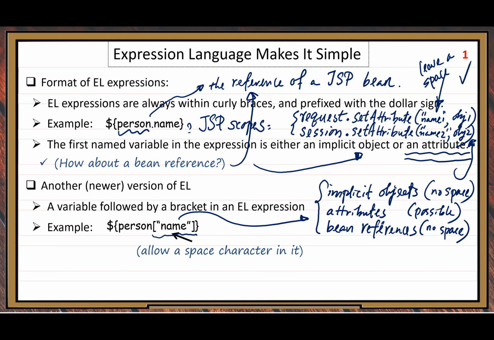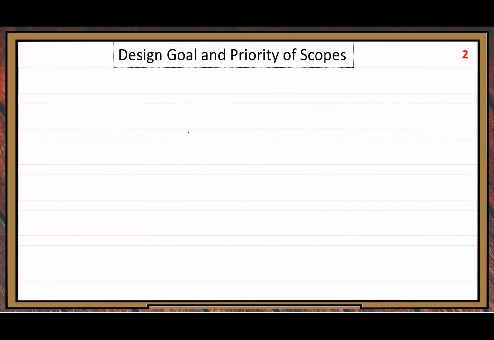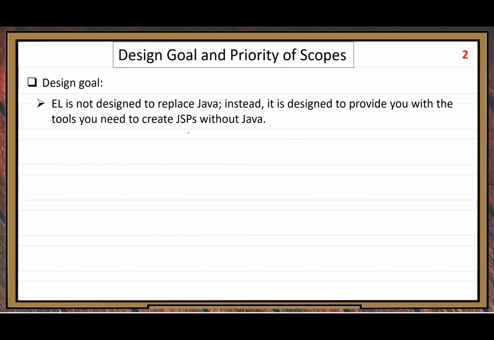So then, the design goal and the priority of scopes, a little more properties and explanations. First, the design goal of this technology.